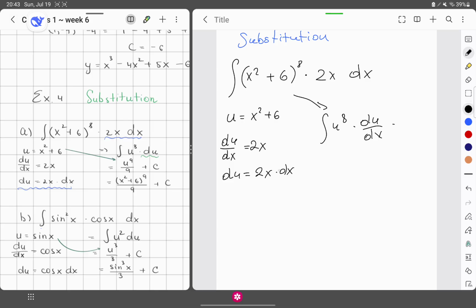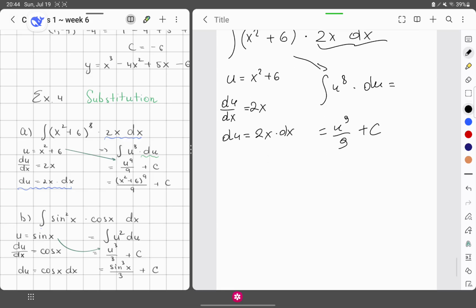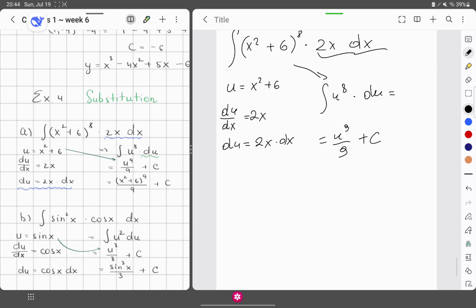2x dx, sorry, equals du. So u to the power of 8, and the integral of this one will be u to the power of 9 over 9 du, and this will be plus c, isn't it? So u to the power of 9, where u equals x squared plus 6, to the power of 9 over 9 plus c.